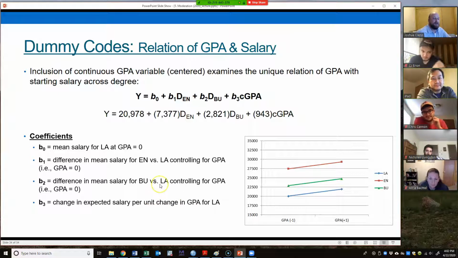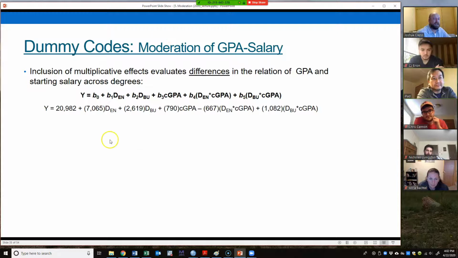And so what we might want to do then is look at the interaction, right? Because if I start to include multiplicative effects, what I'm now looking at is differences in the relation of GPA and starting salary across different degrees, okay? So if I do this, I'm regressing starting salary onto my dummy for engineering, my dummy for business, centered GPA, and then my dummy for engineering times GPA, dummy for business times GPA, okay?